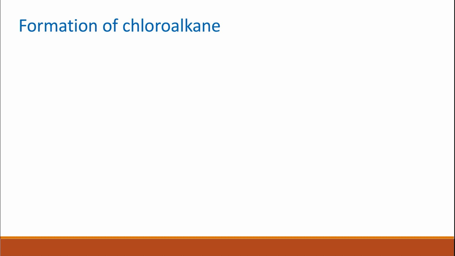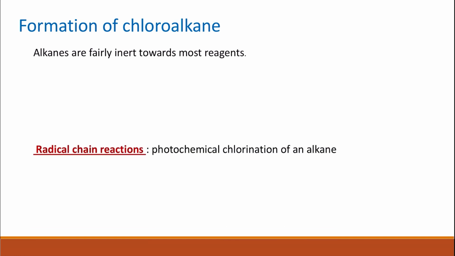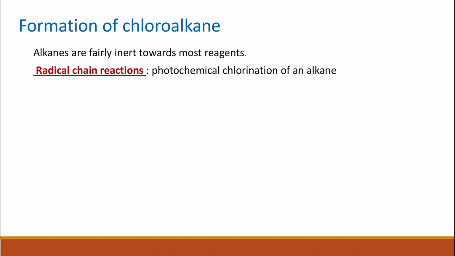So chloroalkanes can be formed from alkanes. Alkanes in general are fairly inert toward most reagents because they only contain single covalent bonds between either carbon and carbon or between carbon and hydrogen. So they are non-polar bonds and they are not easy to break. So to form chloroalkanes from alkanes, we use a reaction called radical chain reaction.